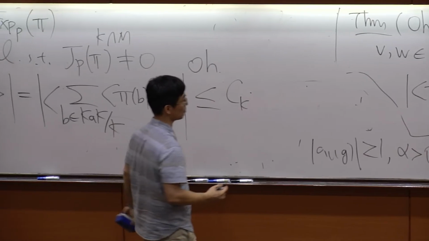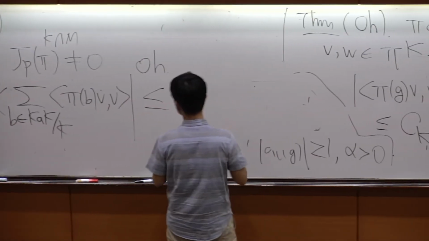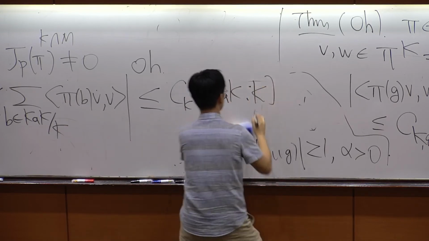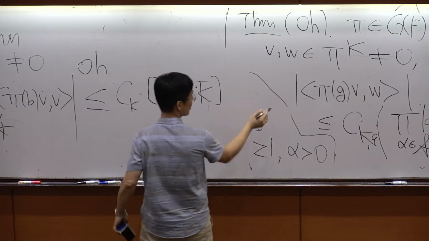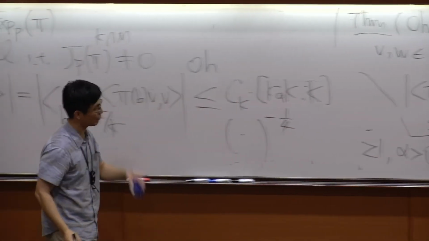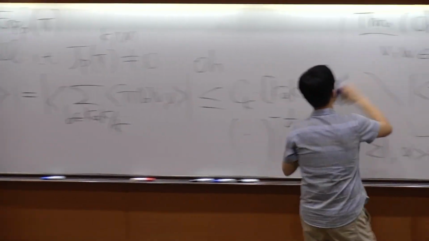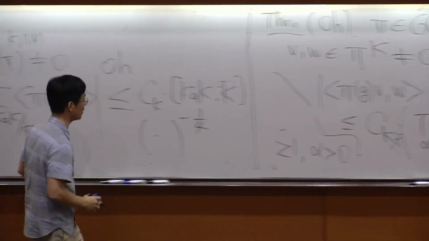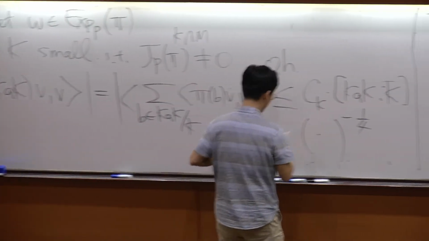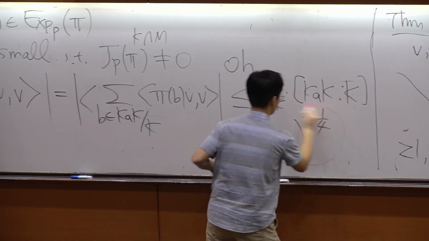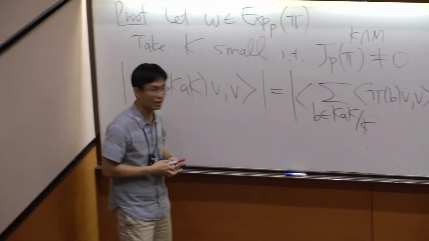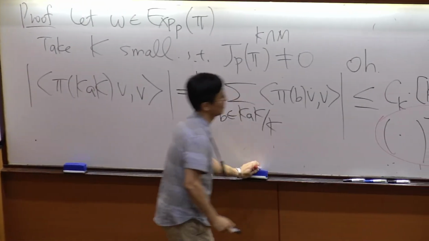Okay, so C_K times this index of the double K in the double coset, to the power, let's say, negative 1/4 or something. It doesn't really matter. Any negative number is fine. So this part is going to be smaller than 1. So you have some power saving factor on the right-hand side. That's important for this argument.